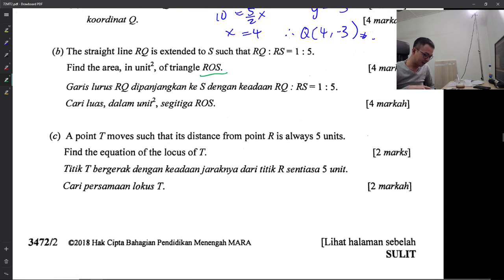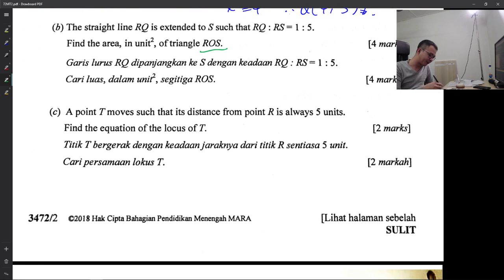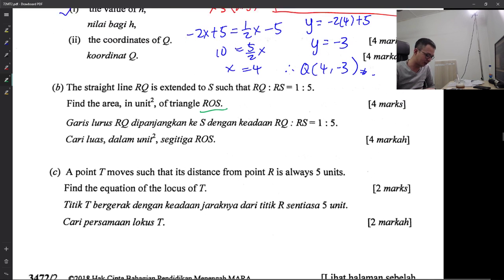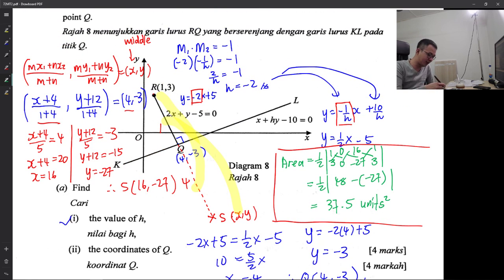Alright, so locus. A point T moves such that the distance from R is always fixed. You need to find the locus of T. So T is something like you will always find 5 units to the point R. So therefore, this is locus T.